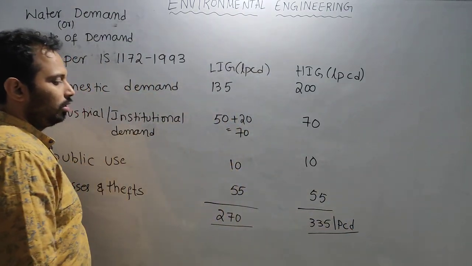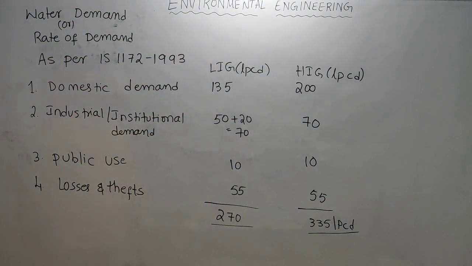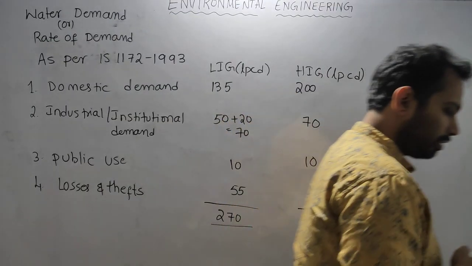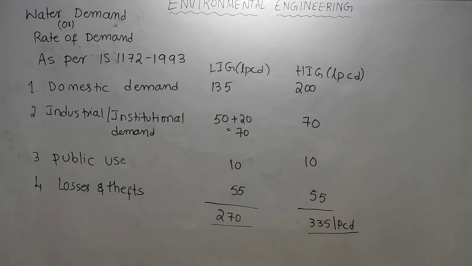So this is the per capita water demand exclusive of fire demand. There is another demand. See here, this is only conventional demands, regularly happening demands. The domestic, industrial, institutional, all these demands are conventional. It happens regularly on a daily basis.